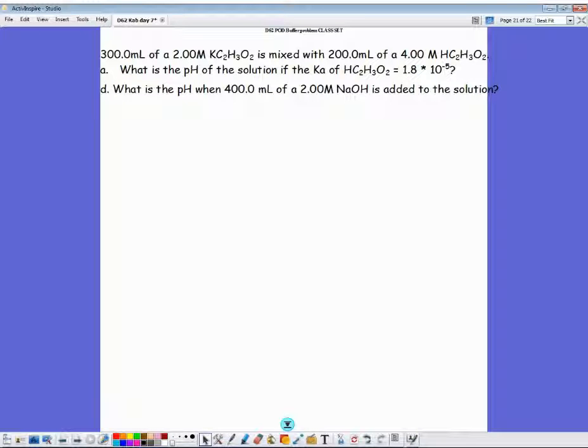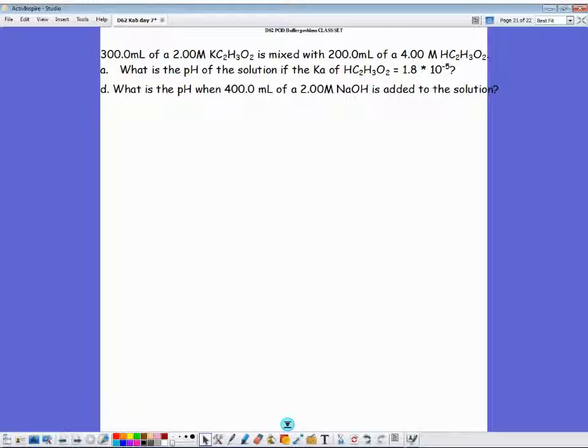All right, it says 300 milliliters of a 0.2 molar potassium acetate solution is mixed with 200 milliliters of 4 molar acetic acid solution. So here's the deal. You have 2 beakers. You're mixing the things in those 2 beakers together, so they're in 1 beaker. Anything come to mind? Total volume has to come to mind.